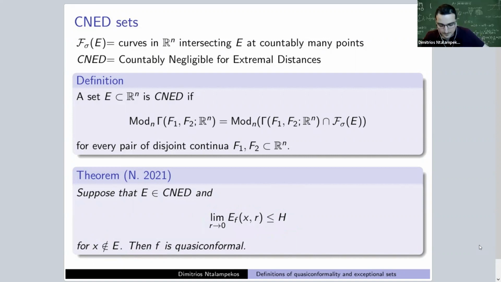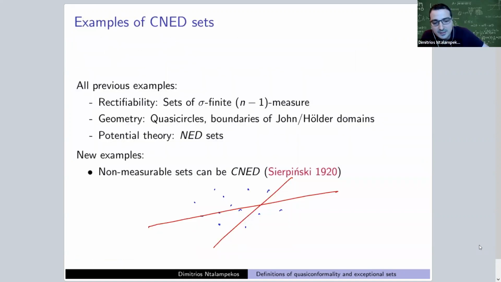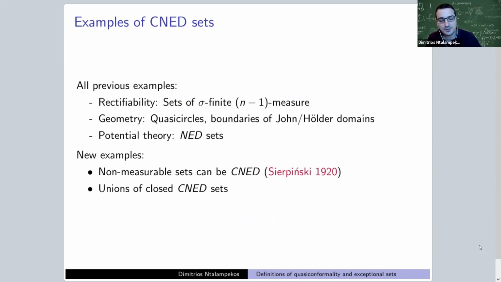Okay, so as I was saying, this set is a counterexample to the converse of Fubini's theorem. Okay, so it's a set whose slices are measurable. They consist of 0 or 1 or 2 points, but the set itself is not measurable. And also, we can generate a lot of examples by taking unions of CNED sets. So unions of closed CNED sets are also CNED. So we can combine these sets together. Now, I'll talk about unions a bit later.